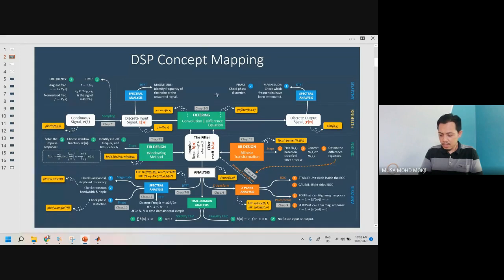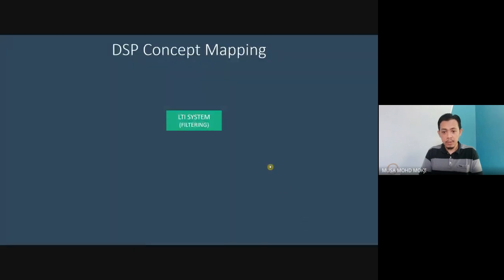Okay, so let's do some recap first before we continue our chapter on the Z transform. So let's see what we have learned so far. This is a one-page mind mapping of our overall content for this course, from first week until week 14 later.